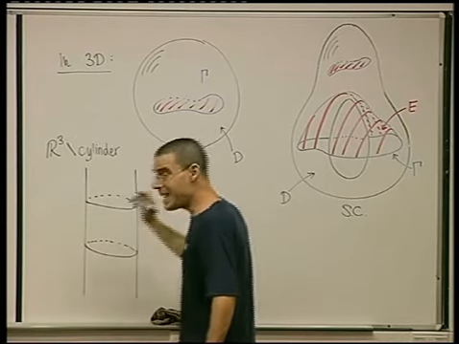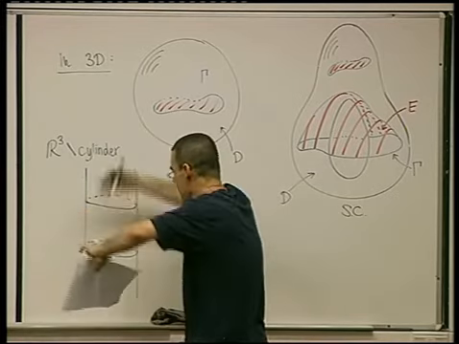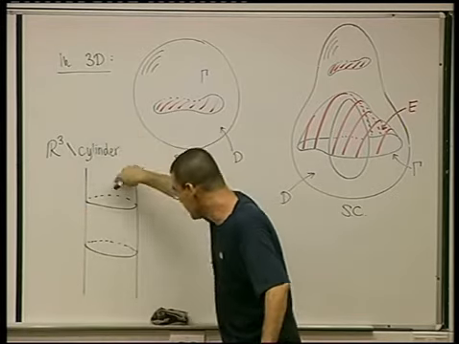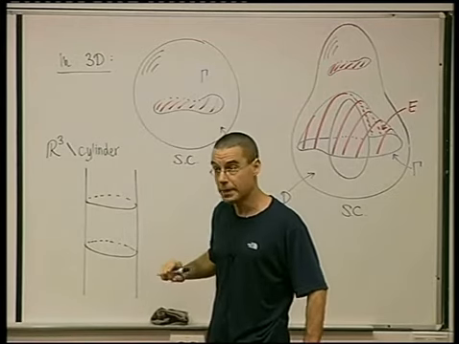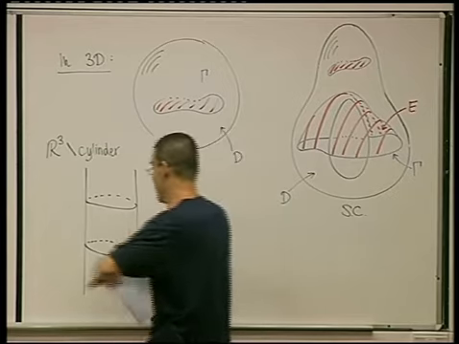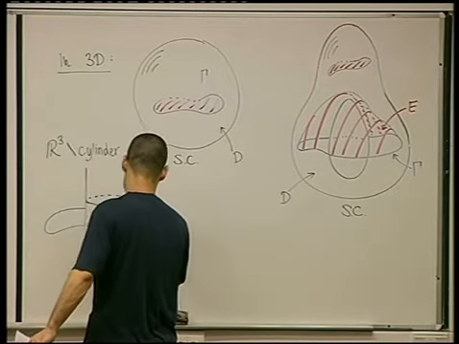So our domain now is everything outside here except the cylinder. The cylinder is the hole that goes all the way through. Okay? Now if you take a gamma here, here's gamma.